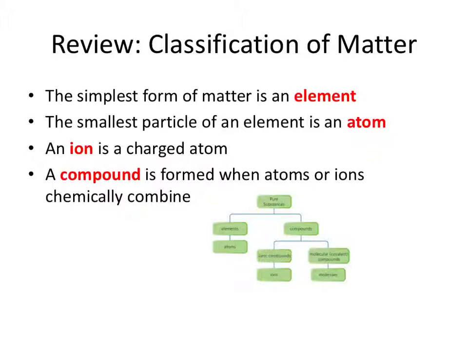In grade 10, we're going to discuss how these atoms or ions chemically combine and produce the two different categories of compounds. So we have ionic compounds and covalent compounds. So ionic compounds are formed from ions, and molecular compounds are formed when atoms combine to form molecules.